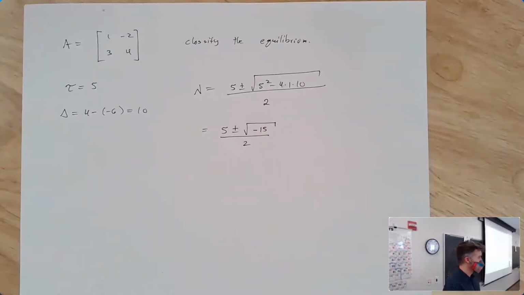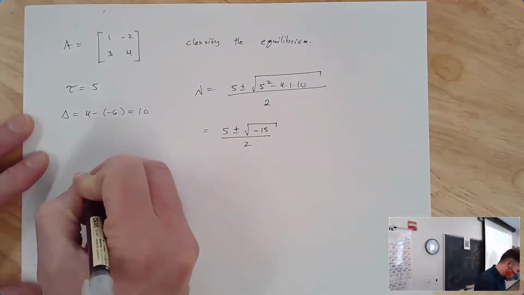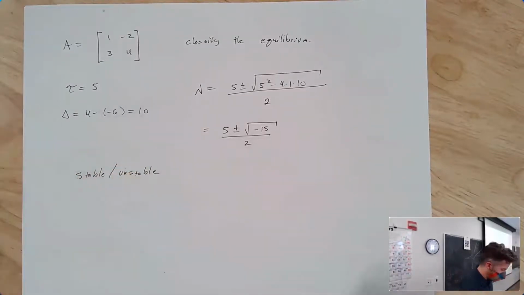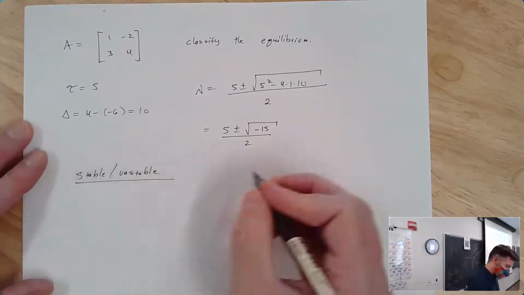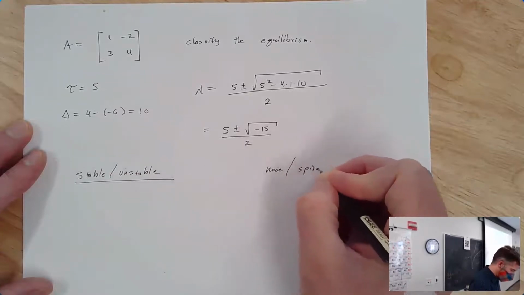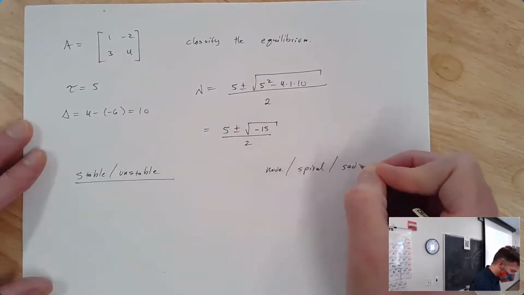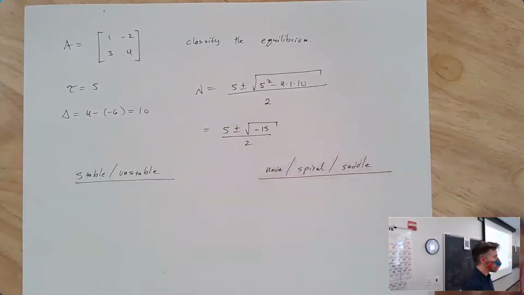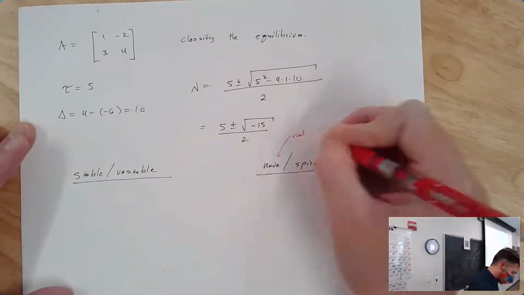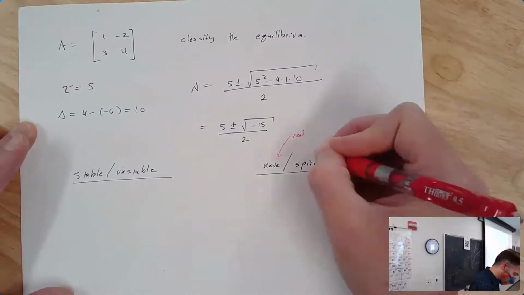And at that point, you can answer the question. Are we stable or unstable? I should back up. I feel like that's not the right question to ask first. Are we a node or are we a spiral? Or are we a saddle? Well, are my eigenvalues real? Or are they complex?